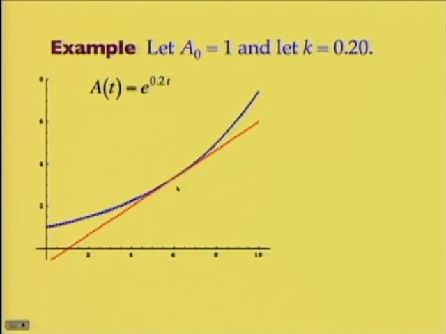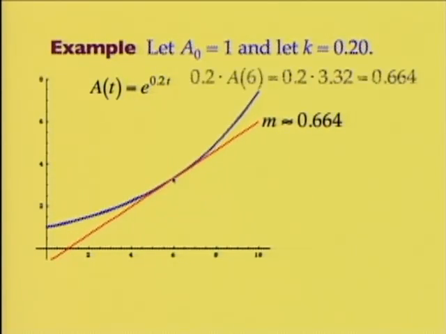If I take the tangent line a little bit higher up, say when t is 6, the slope of that line is almost 2/3, 0.664 or so. And if I look at the function value right there and say 0.2 times that function value, sure enough, I get 0.664. So they are matching up. That's what's supposed to happen. Now, that's a good financial model. We've used this when talking about money. And boy, you like to think your money can grow without bounds.